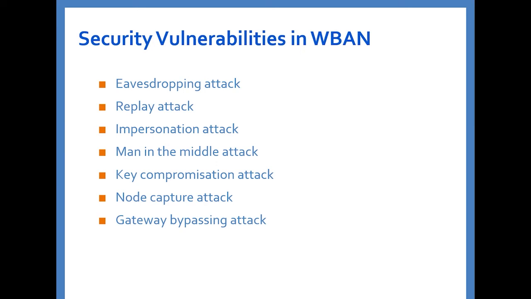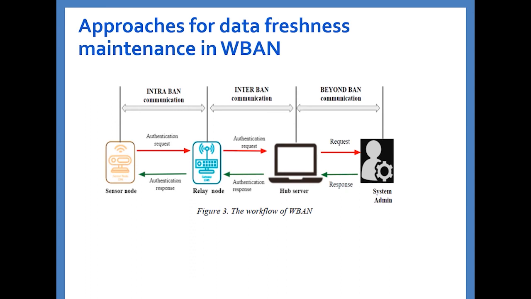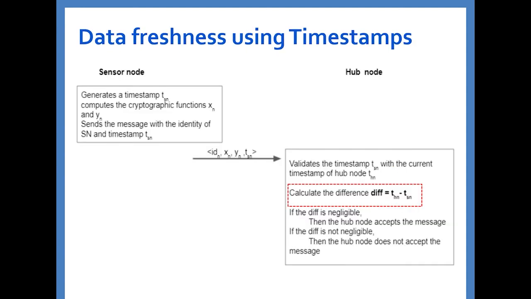Then the gateway bypassing attack. Here an adversary bypasses the relay node and feeds the parsed image to bypass the authentication process. Then it is a simple workflow of wireless body area network, but it is a request and response model.